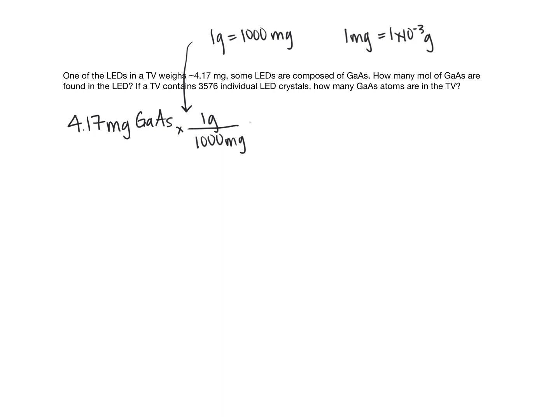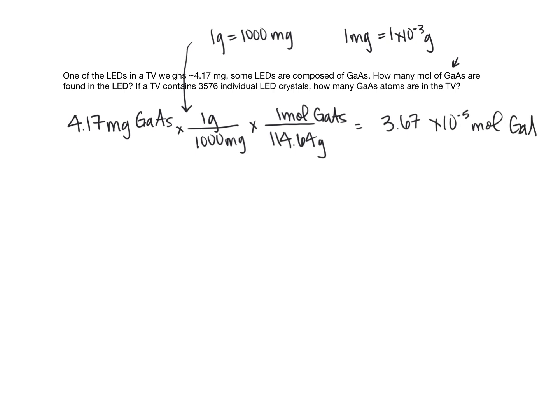From there, I'm going to use the molar mass. In this case, the molar mass of gallium arsenide is the mass of gallium plus the mass of arsenic, and that's going to give me 114.64 grams in 1 mole. And when I plug this into my calculator, I get 3.67 times 10 to the negative fifth moles of GaAs. So that gives me the first one.